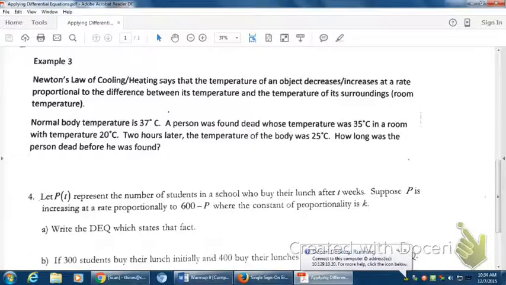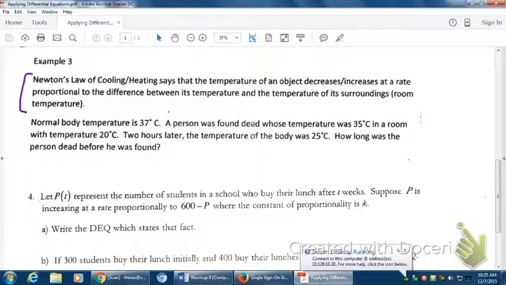Alright, here's example 3. Basically it's the same kind of problem as the other one. It just is written differently. We're going to be dealing with Newton's law of cooling whenever we practice this in class, cooling and heating. And so this is what the problem's talking about. And you kind of need to know this a little bit, or at least understand the equation.